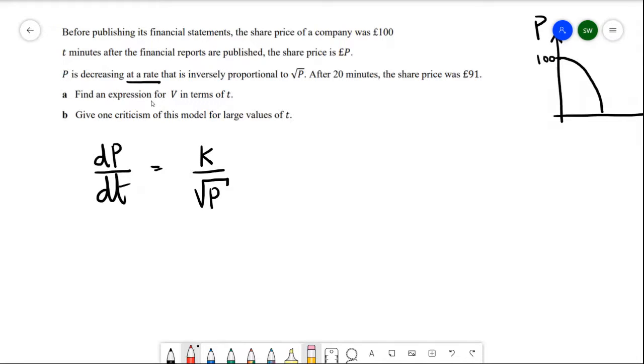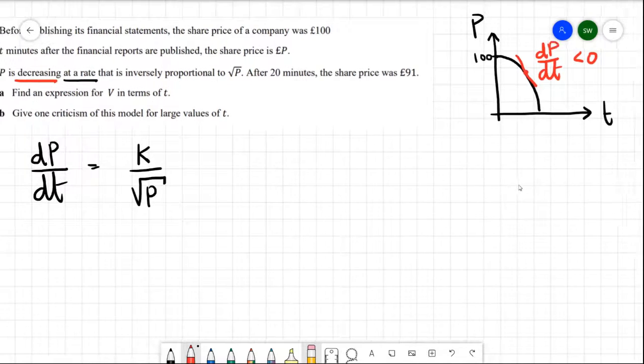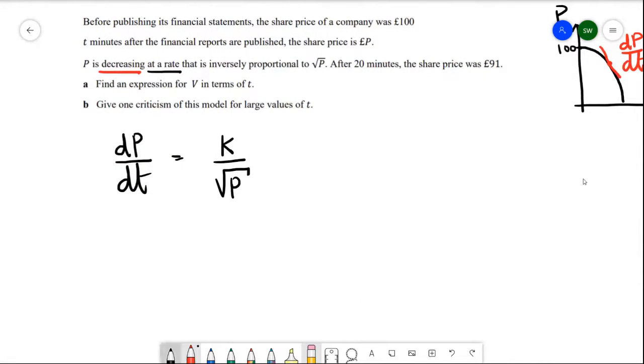Now it's important to realise that because it says P is decreasing, we know that the graph is going downwards with respect to time. So at any point here, the derivative dP/dt is going to be negative. The rate of change of P is negative. So the right-hand side must be negative. Because root P is always positive, we know that k is going to be negative.